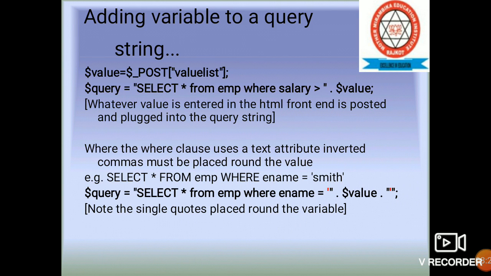Here $value equals $_POST of value list. Value list is the text box, or let's say the drop down list box name, and whatever the user enters into that will be stored in $value. So now the $value variable will hold the value, and we can pass it into the select statement. Next is $query equals select star from employee where salary is greater than $value. The $value variable's value is given by the user.